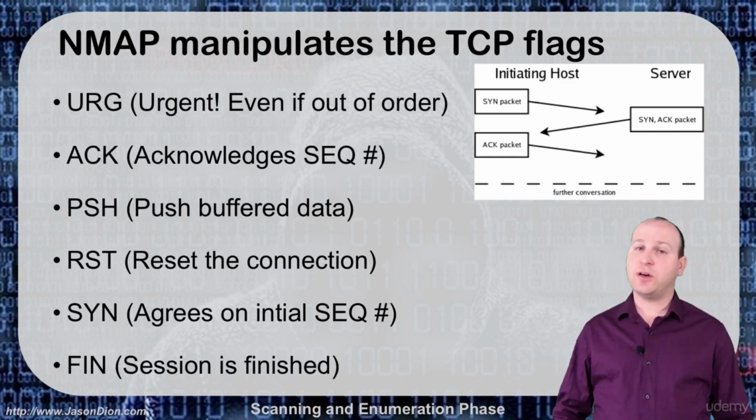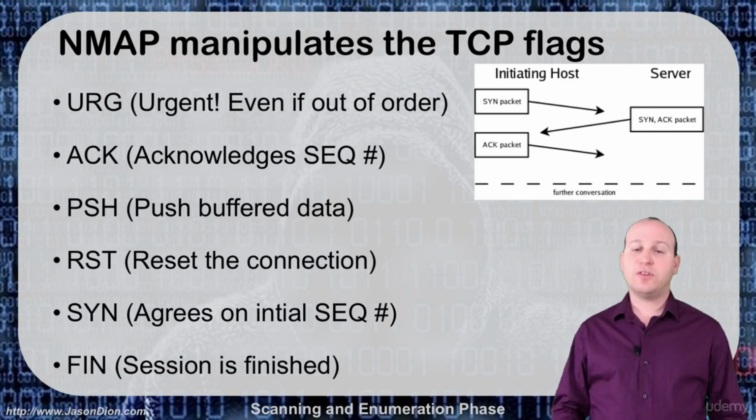ACK is the acknowledgement of the sender's request. PSH is push the buffered data to the receiving application as quickly as possible. RST, reset, is when you want to tear down the connection. SYN is used to agree on the sequence numbers and start that sequence of exchanges. And then FIN is when we do the graceful shutdown. We finish the connection. We say, hey, I'm done sending you stuff.